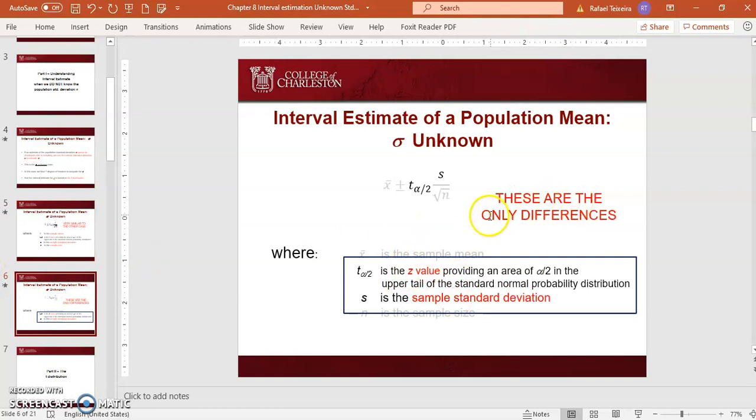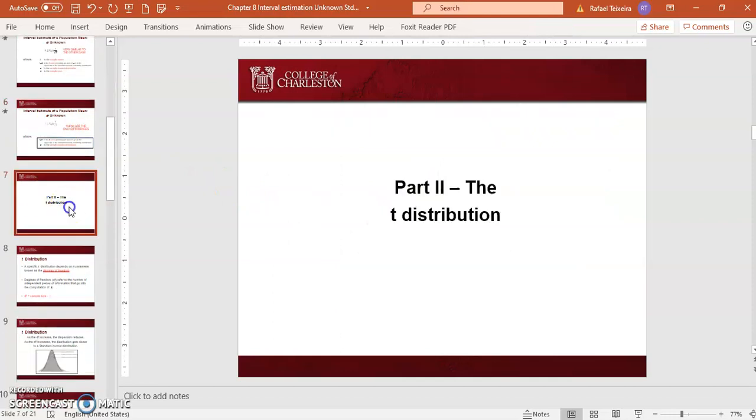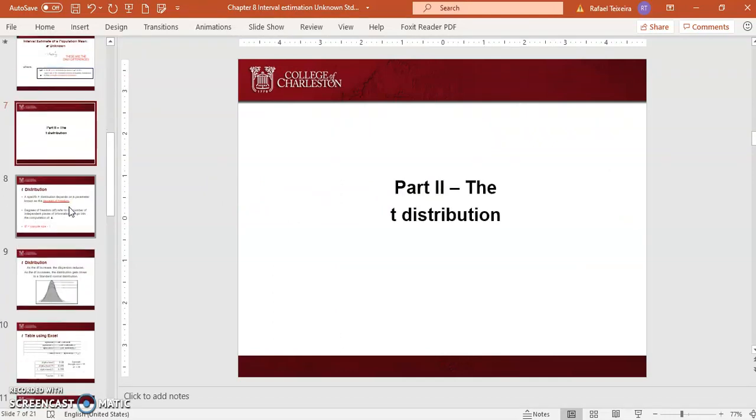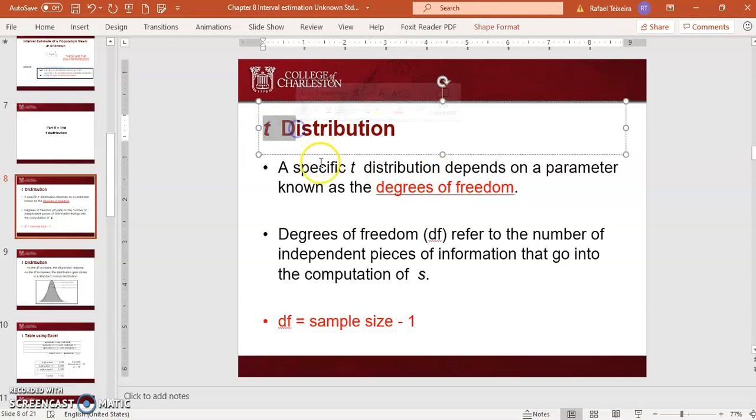So the only differences from the other formula to compute the interval estimate for the population mean is that now we're using a t instead of a z, and we're using the sample standard deviation instead of the population standard deviation, okay? So let me talk very quickly about the t-distribution. The t-distribution replaces the normal and the standardized normal distribution. So we're replacing the z-distribution by the t-distribution, okay?